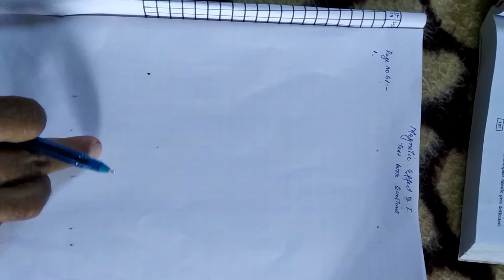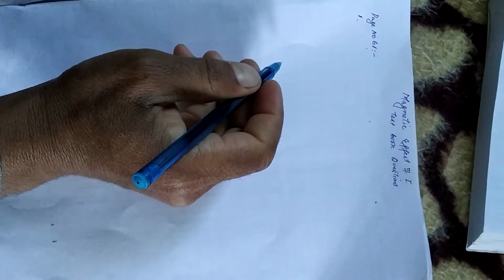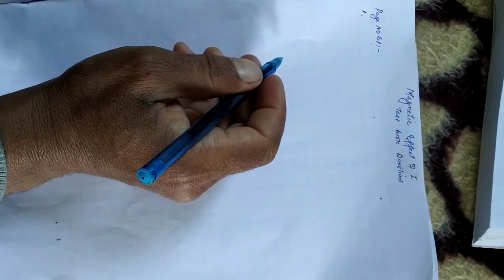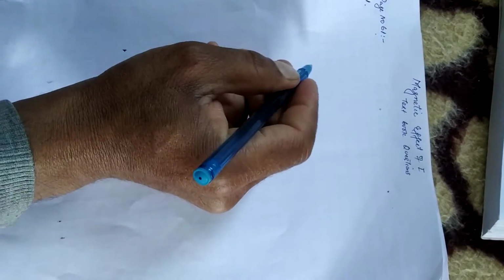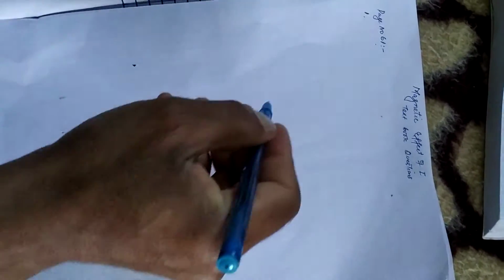As you all know, we have already started the unit called magnetic effects of electric current, and today in this offline lecture I will be going through the textbook questions. Let me start from the first question, on page number 61: why does a compass needle get deflected when brought near a bar magnet? Again, why does a compass needle get deflected when brought near a bar magnet?